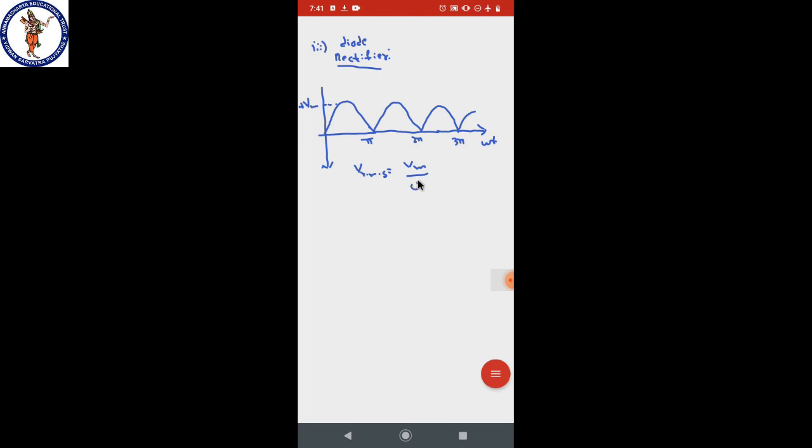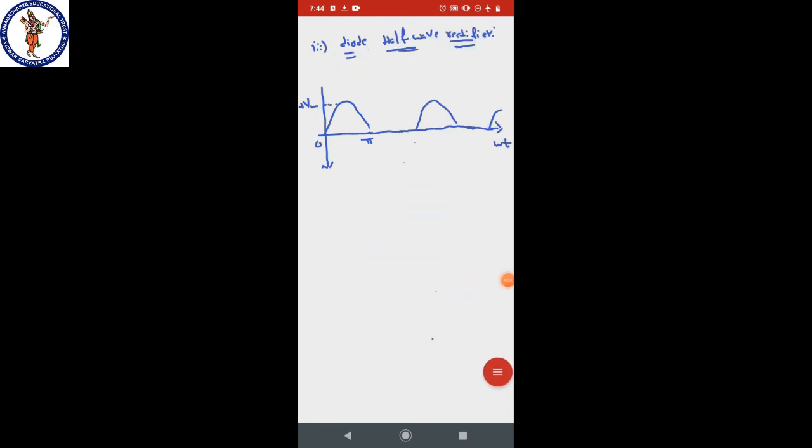Vrms equal to Vm by root 2. Average value of the circuit, with the waveform repeating each cycle, will be 2 Vm by pi, and peak factor of the circuit will be root 2. Form factor of the circuit equal to 1.11. Peak to peak value equal to Vm. This is the full wave rectifier circuit.